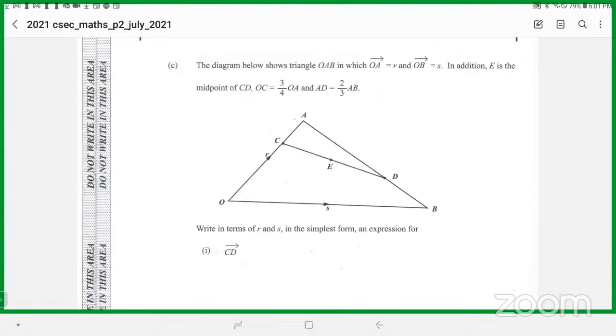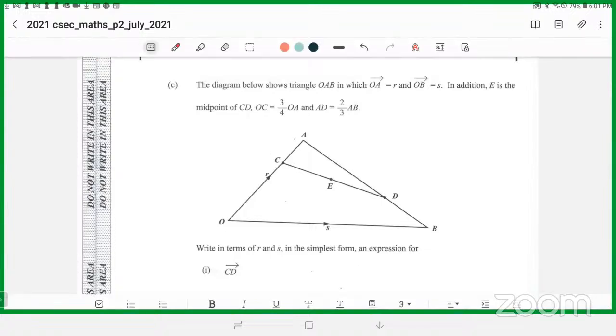This question says, the diagram below shows triangle OAB. So this is triangle OAB, that whole triangle there. And it says the vector OA is R. So notice now, guys, you might want to think it is OC that is R, but no, it is actually OA. So this R really is for the entire line.